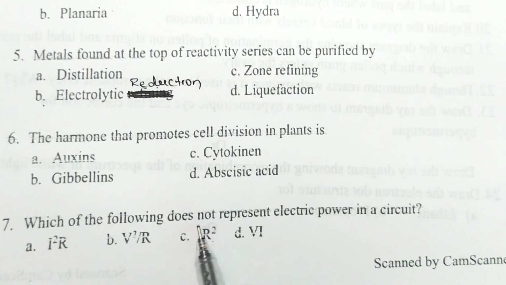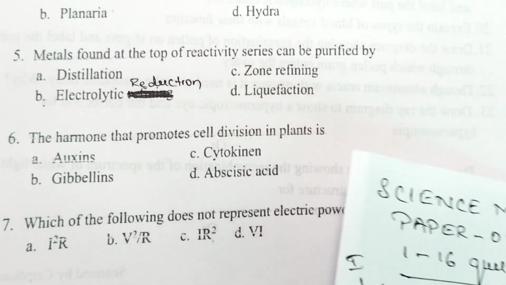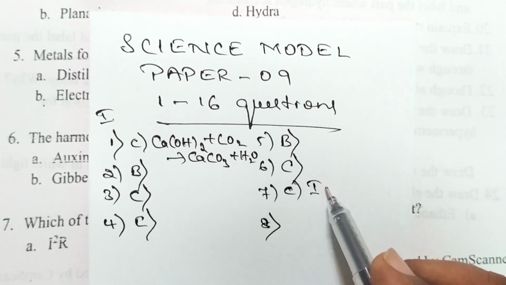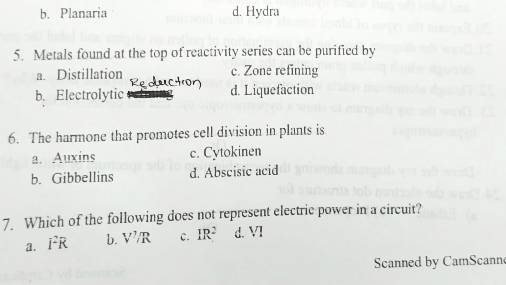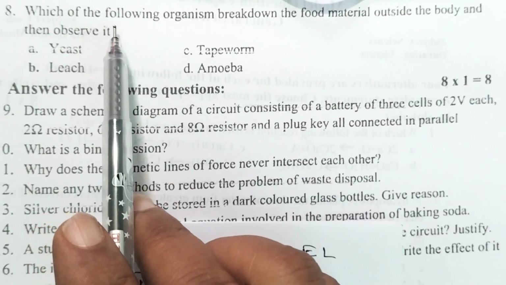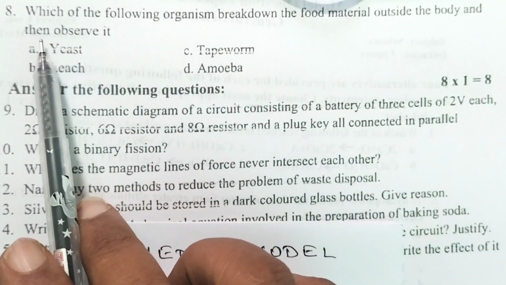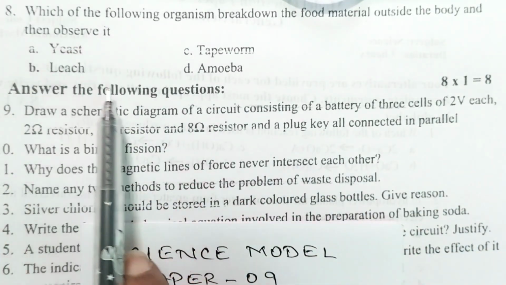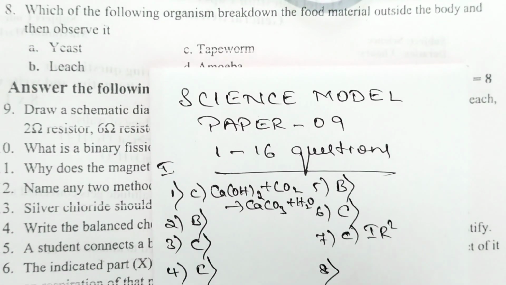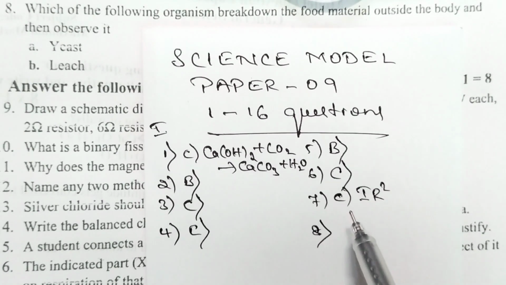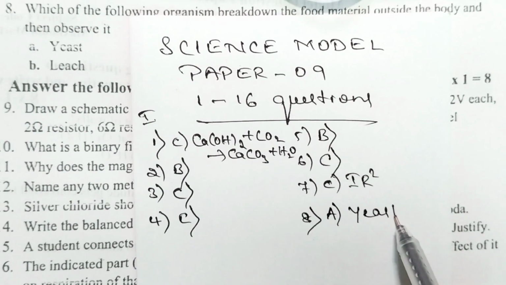It does not represent the power. So for the seventh one, the right answer is option C, that is IR squared. Now let us move to the eighth one. The eighth question is, which of the following organisms break down the food material outside the body and then absorb it? Among these four, the right answer is yeast. In yeast, it breaks down the food outside and then absorbs it. Therefore, for the eighth one, option A, that is yeast, is the right answer.